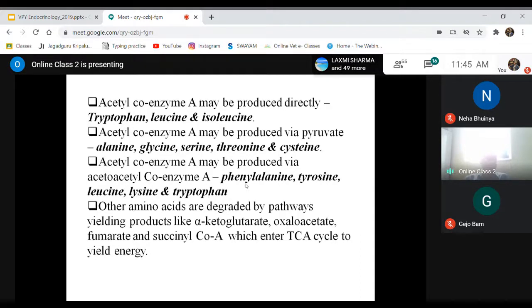Then for these amino acids, phenylalanine, tyrosine, leucine, lysine, and tryptophan, acetyl coenzyme A may be produced via acetoacetyl coenzyme A. First of all, there will be production of acetoacetyl coenzyme A, then there will be production of acetyl coenzyme A, and then it will enter into the TCA cycle.